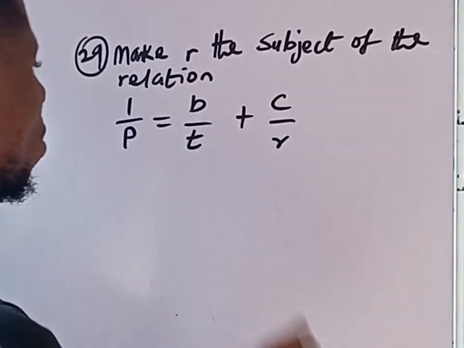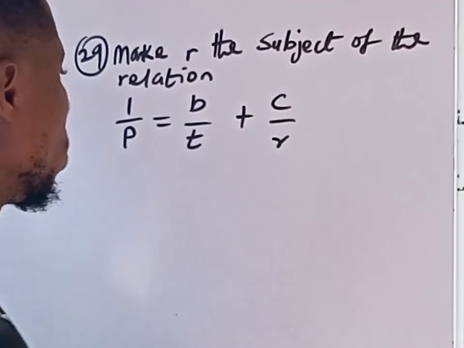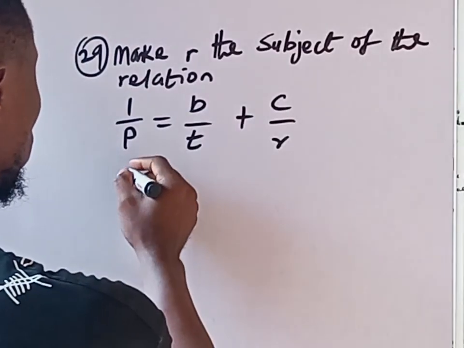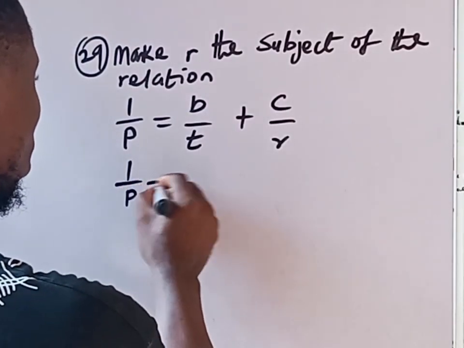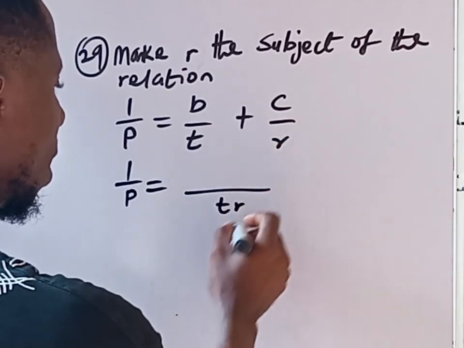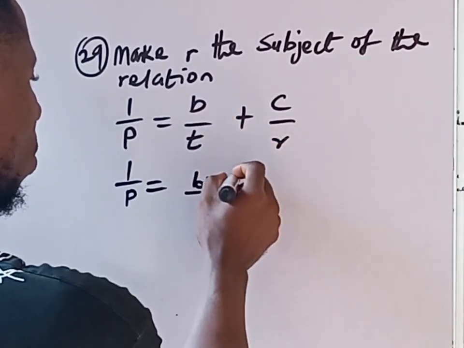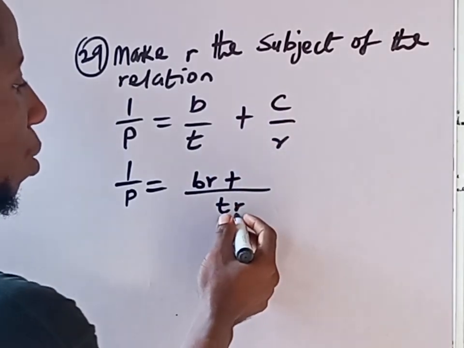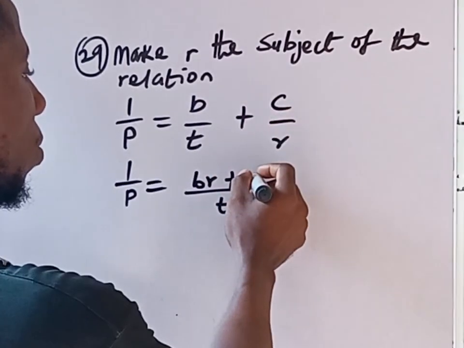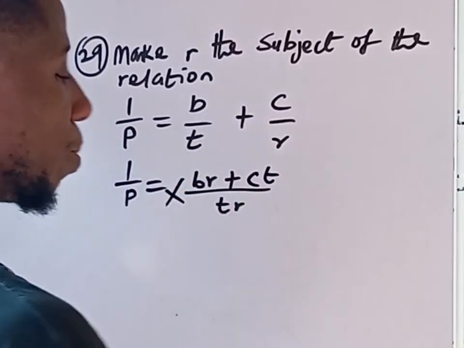So what we have to do: we have a fraction here carrying a plus sign, so you have to look for the LCM. 1 over p equals the LCM of t and r, which is tr. T cancels t, r times b gives us br, plus r cancels r, t times c gives us ct. From here we are going to cross multiply.